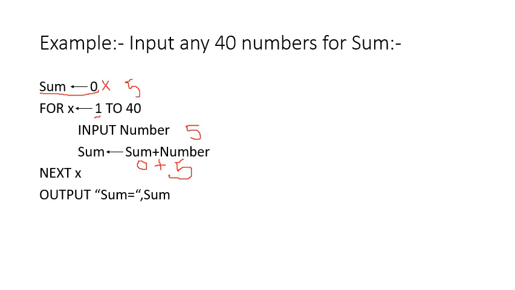Now the loop will again repeat because I have done this for the first time. Now it will again repeat for the second time. For the first time they have done this process. For the second time, 1 to 40, it will repeat unless and until it reaches 40. For the second time, if you input a value, the next value you have entered is 3.